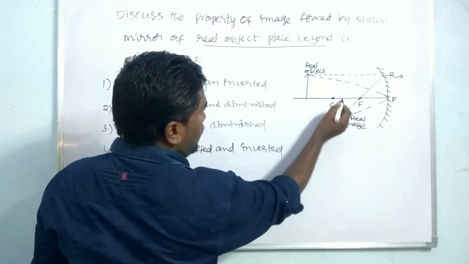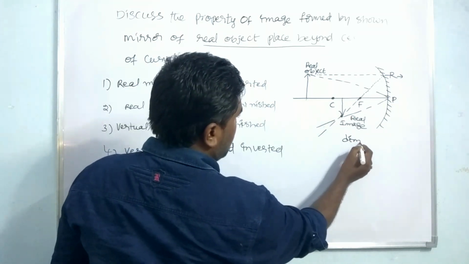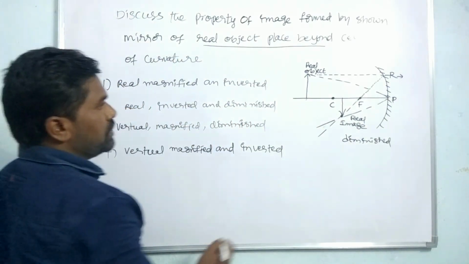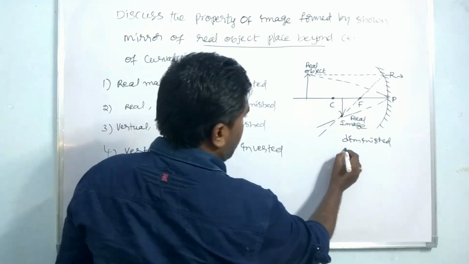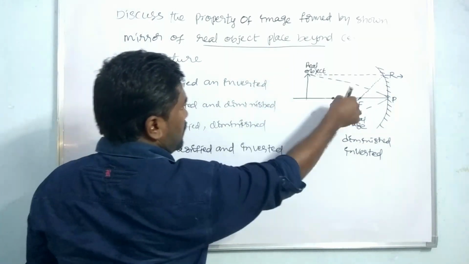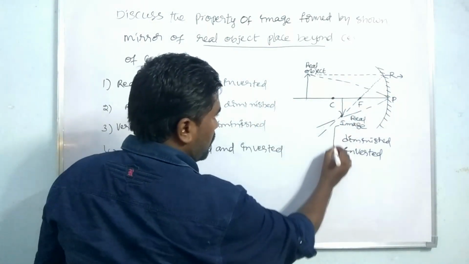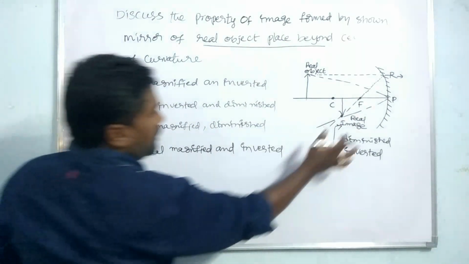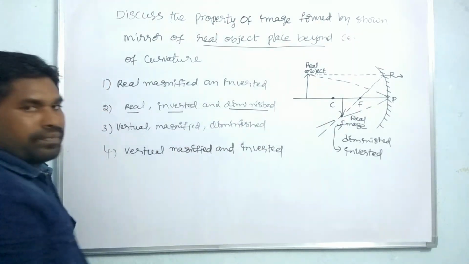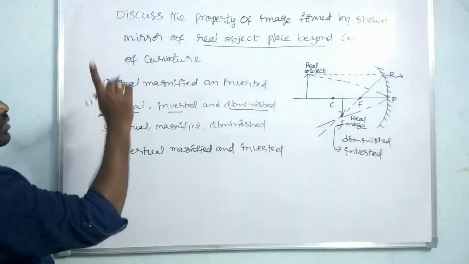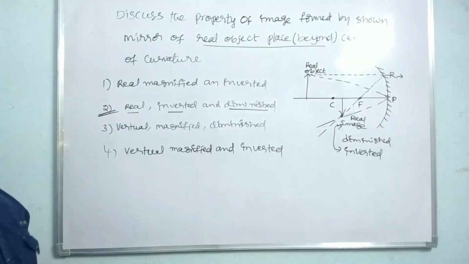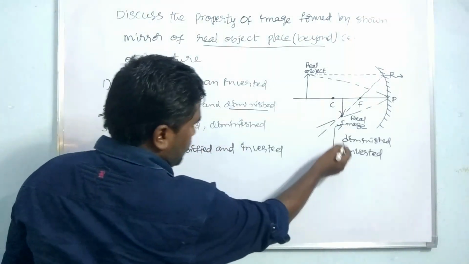This one is magnified and here this is diminished. It is also an inverted image of the real object. So this is in this direction and this is in this direction. So these three are our answer here: real, diminished, inverted. Remember, whenever you put a real object beyond the center of curvature, the image will be formed as in this case.